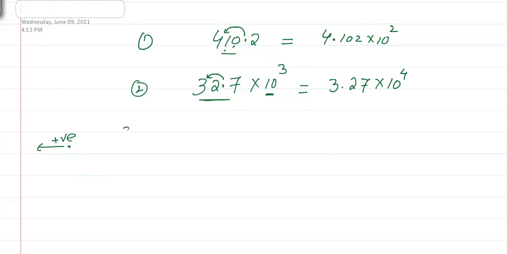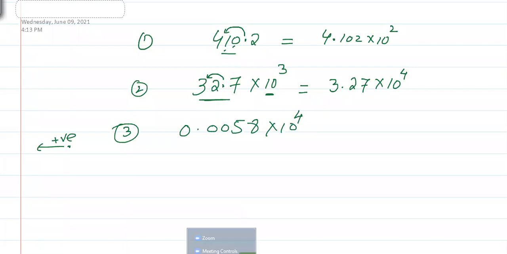Let's take another example. I'm taking 0.0058 into 10 to the power 4. I have to write this one in the standard form. Now, for writing into the standard form, my decimal should be after the first non-zero digit from the left side. Now, this is the first non-zero digit, so the decimal should shift from here to here.